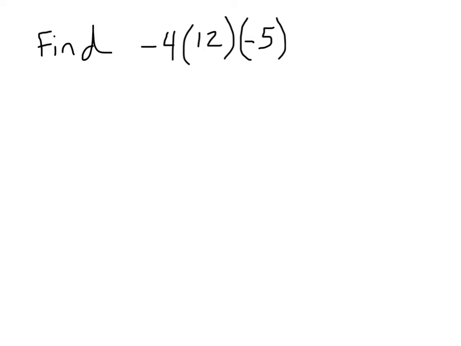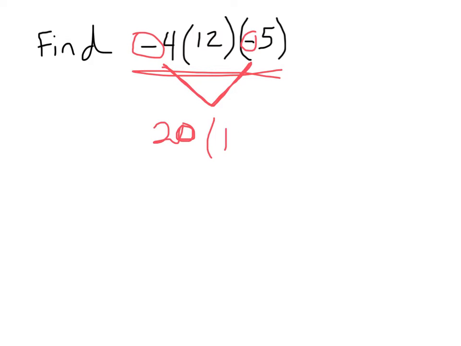Alright, so I'm going to solve this problem right here. When I look at this problem, remember the commutative property of multiplication allows me to multiply in any order that I want, and it's not going to change my answer. So I could do 4 times 12, but I'm going to take this -4 times -5, because that's the easy one to do in my head. I know when I take -4 times -5, 4 times 5 is 20, and I see there are two negative signs here. When I multiply two negatives, I get a positive. So -4 times -5 is 20, and then I'm going to multiply that by 12.